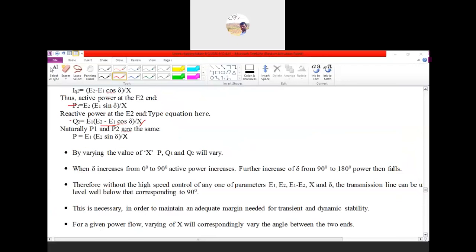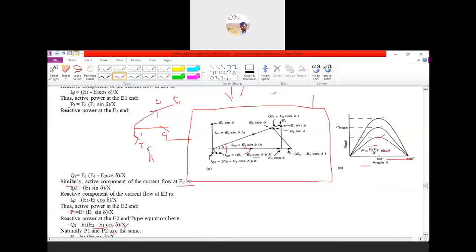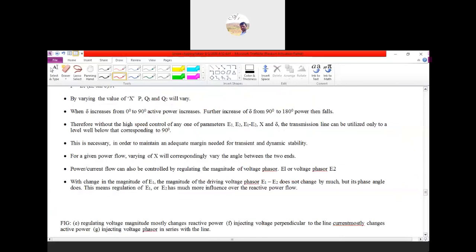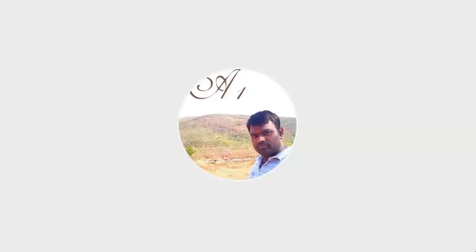Whatever current is there, the active component of current flow we are considering as IP1. Power P is equal to E1 and IP1, so whatever the power is, we represent it in terms of power. Similarly for generator 2 we have this.